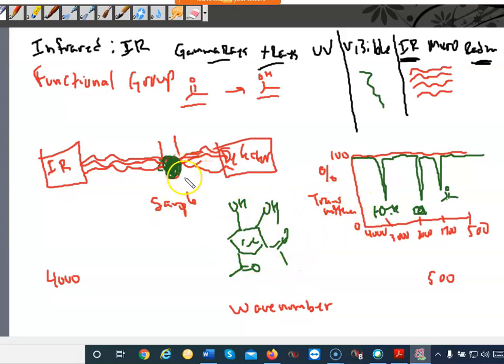All right, and this is basically how it's done. Whatever groups you have, those groups absorb at different wavelengths of energy. Okay, so does that basically make sense?